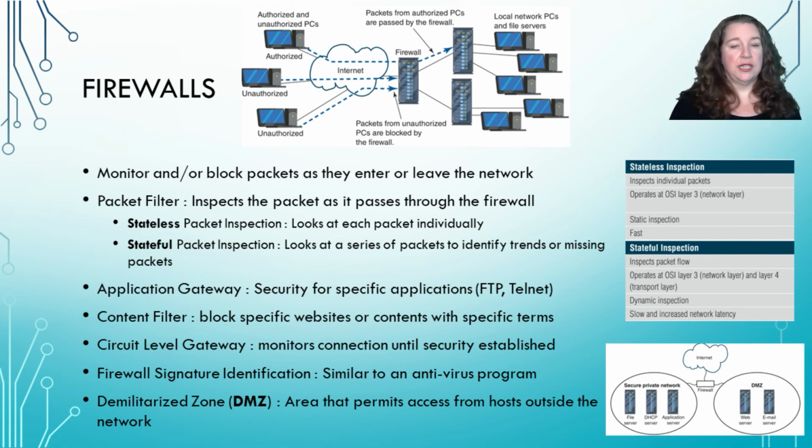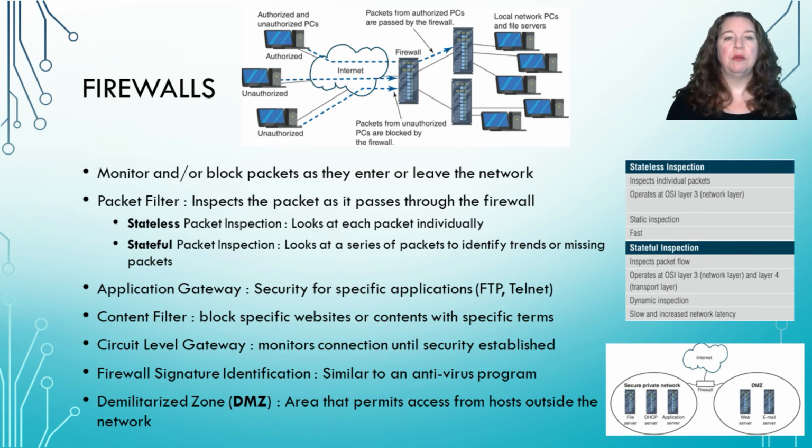Stateful looks at a series of packets. It tries to identify trends, missing packets, looks around to figure out if multiple packets were identical or if multiple packets were different. It dynamically inspects, so it looks at things differently. Stateless works directly at layer 3, whereas stateful looks at both layer 3 and layer 4 to try to figure this out. It takes more time, it's slower, and it takes more bandwidth as opposed to the fast stateless, but it is also more secure.